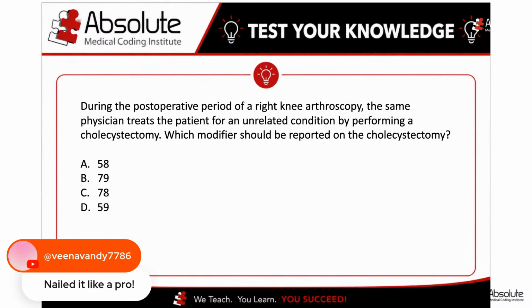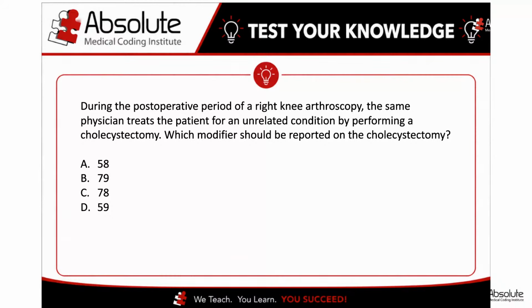All right. Which modifier should be reported on the cholecystectomy? A, 58, B, 79, C, 78, or D, 58? During the postoperative period of a right knee arthroscopy, the same physician treats the patient for an unrelated condition by performing a cholecystectomy. Okay, what modifier should we put on the cholecystectomy? A, B, C, or D? What say you?